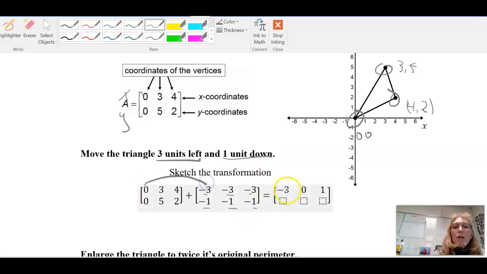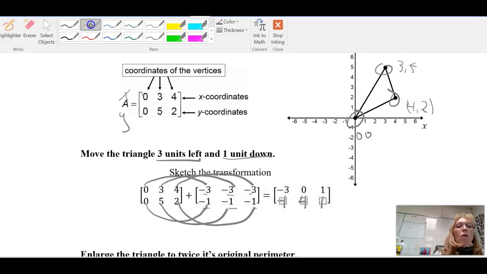0 plus -3 is -3. 3 plus -3 is 0. 4 plus -3 is 1. Same on the bottom. 0 plus -1 is -1. 5 plus -1 is 4. 2 plus -1 is 1. And that would be your new triangle. And then you could graph that.